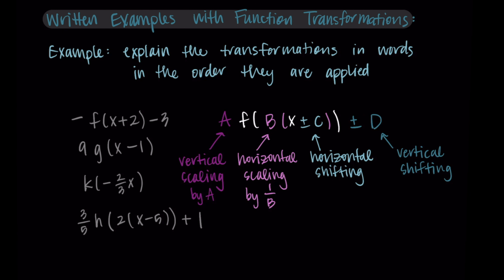So the functions we're going to look at are negative f of x plus 2, all minus 3, then 9g of x minus 1, then k of negative 2/3 x, and lastly, 3/5 h of 2 times x minus 5, all plus 1. So these are the functions. We're going to write out the transformations that are happening and put them in the correct order. So I'll just do these one at a time. If you want, you could stop now and try this out, but no worries, we can also just jump right into it.